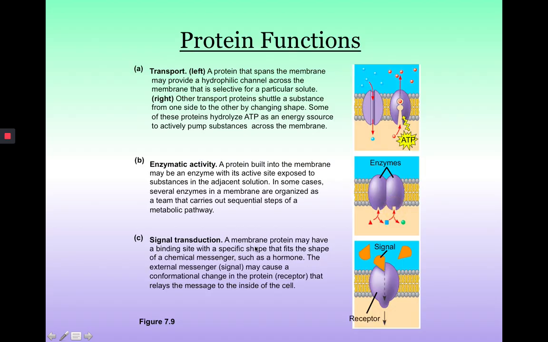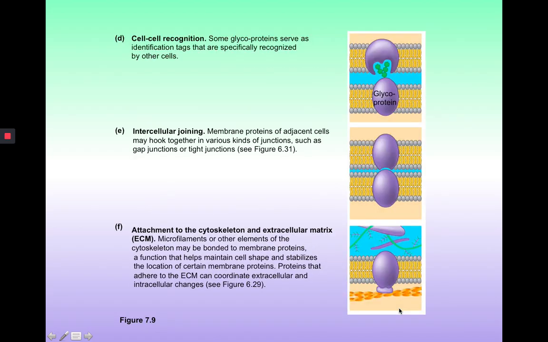Signal transduction proteins. A membrane protein may have a binding site with a specific shape that fits the shape of a chemical messenger such as a hormone. There may be a hormone that cannot get in because of the semi-permeability of the membrane. Well, how are we going to get that message in? Receptor proteins. Okay? In the same way that an enzyme has a specific active site, receptor proteins have a specific binding site for a particular signal and initiate a particular response inside the cell when that signal binds.